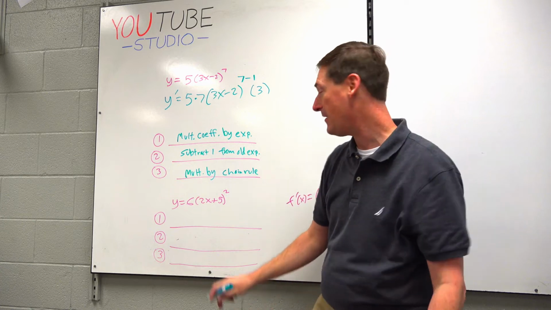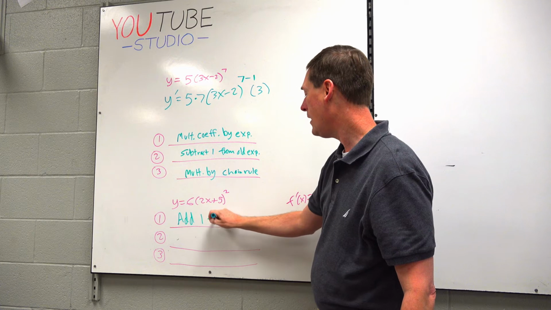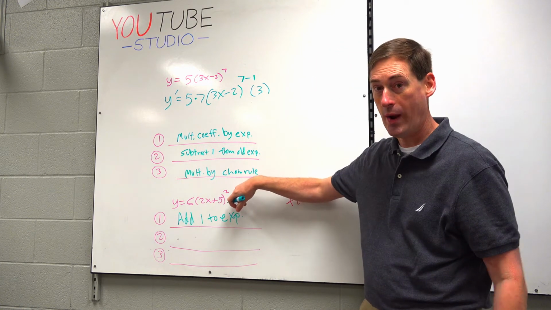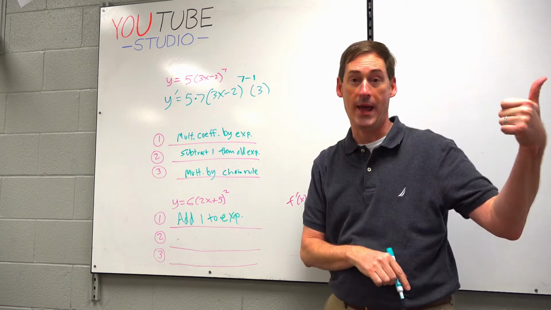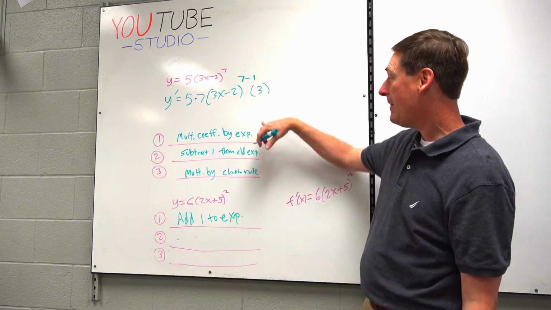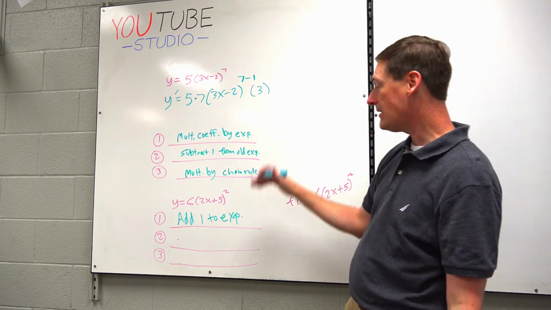This is opposite day, right? First thing you're going to do is add 1 to the exponent. So you would bump the squared up to a cubed. We're going the other way now. So exponent is now first priority instead of second priority. Now the first step in derivatives becomes the second step in the antiderivative.